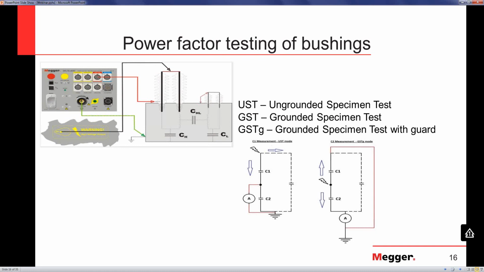To measure C1, you would use the UST mode. To measure C2, you would use the GST-G mode, and you would swap the leads. So the high voltage lead goes on the test tap of the bushing, and the measurement channel goes on the stem of the bushing. The voltage that you use for measuring C2 would be much lower. It's typically done at 500 volts or 1 kV.